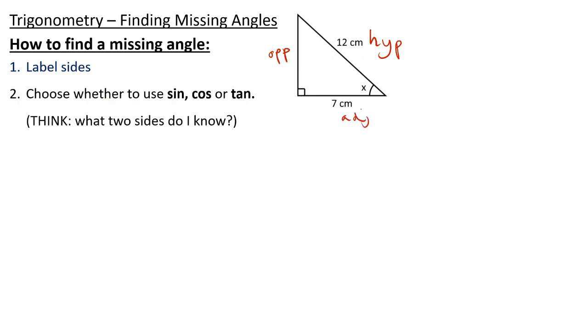Step 2, we need to choose whether we're using sin, cos or tan. And this time around, what you should be thinking about is: what two sides do I know? So in this case, I know the adjacent and the hypotenuse. So now I'm just going to rewrite out SOH CAH TOA.